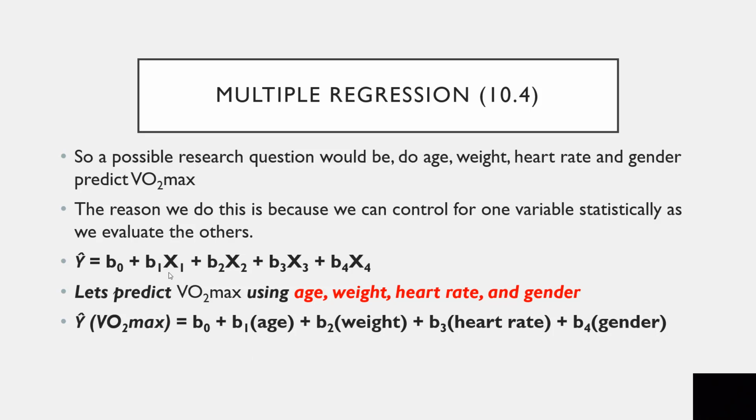So now we just extend. Before we just had the B1x1, now we have B1x1, B2x2, B3x3, etc. So we have the intercept, age, weight, heart rate, and gender.